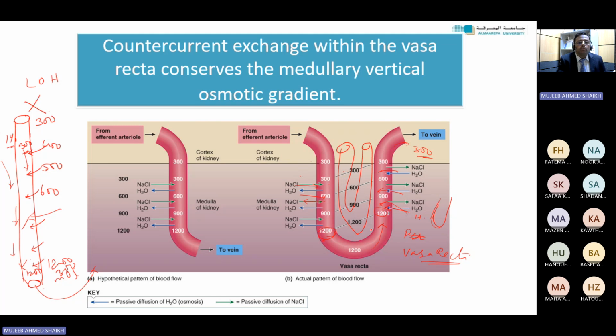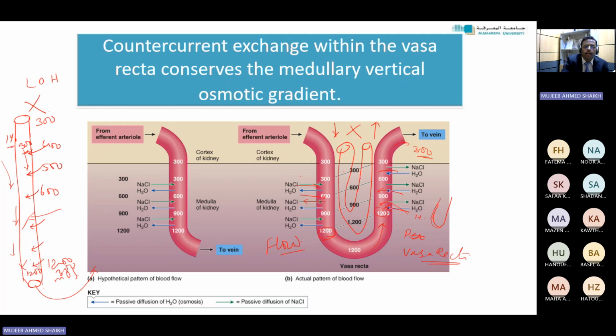So this arrangement keeps the interstitium as it is. It will not allow the osmolarity to be lost because of the flow of the blood. First of all, flow is very slow, so it will not be lost, or if it is, very little. Second, to avoid this loss, the flow is arranged upside down: one side going down, the other coming up. We call it counter current flow, but this is for blood, not for fluid.